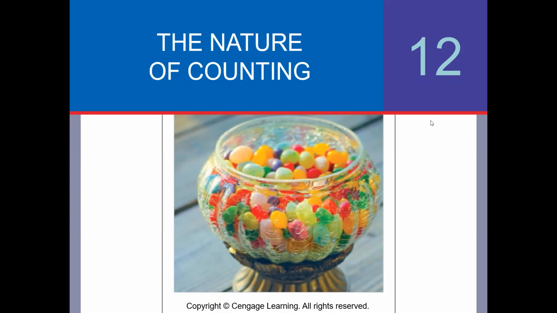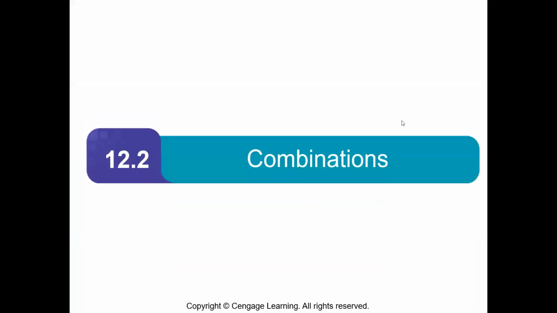Hello, so good morning. Our topic today, we will resume our lesson on the nature of counting. If you remember last time, we discussed permutation. Let's now talk about combinations. The difference between permutation and combination is that for combination, the order does not matter.